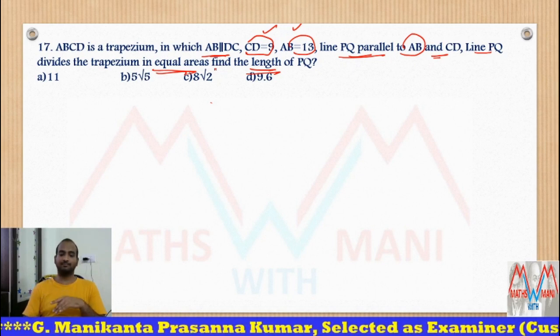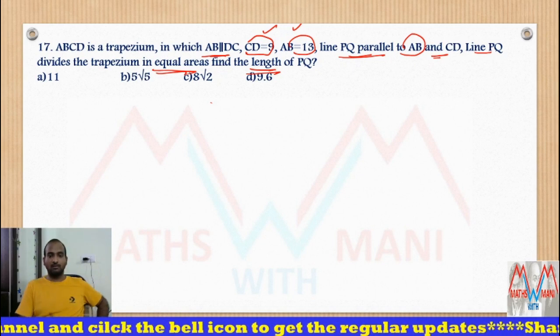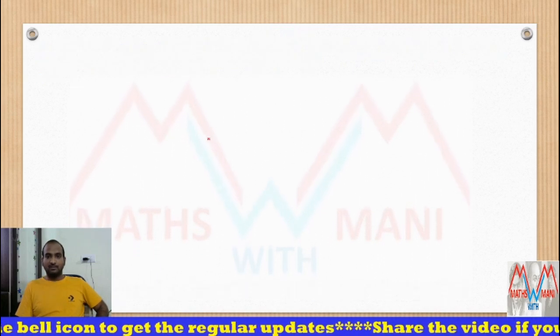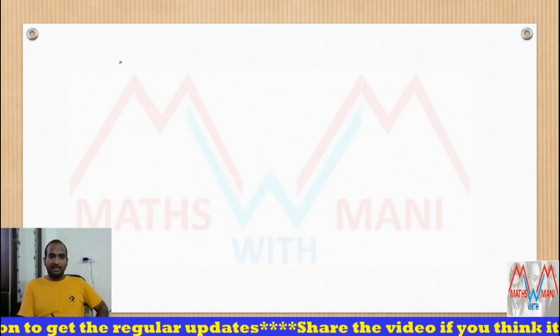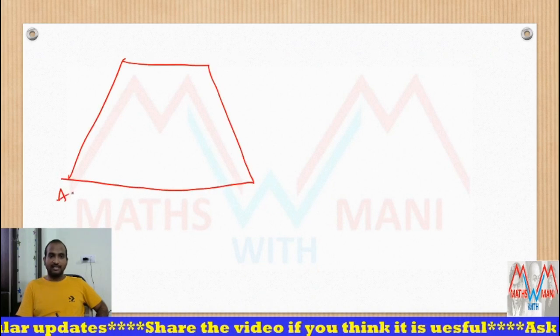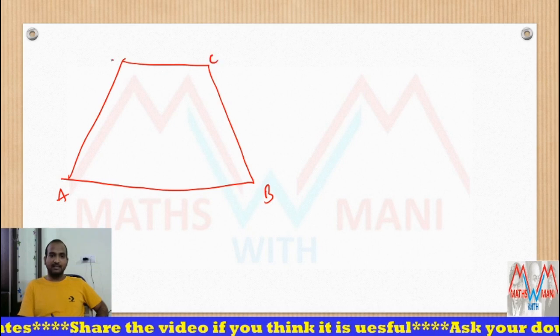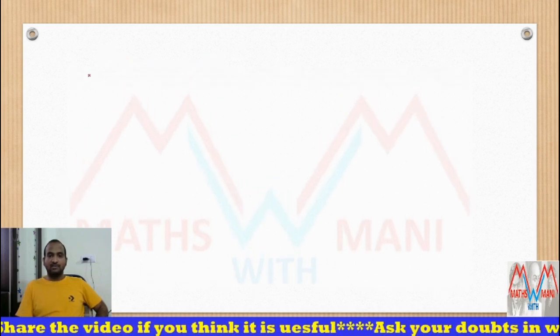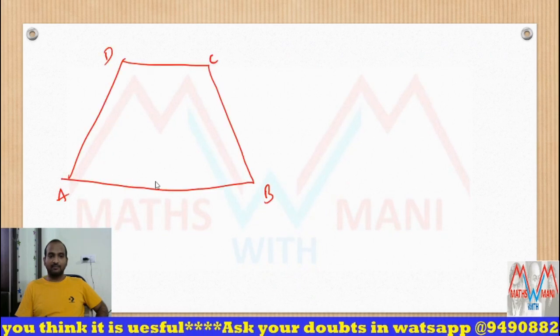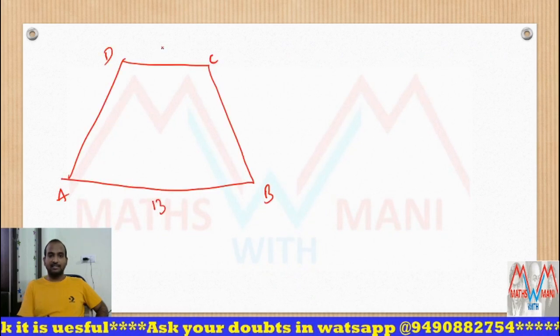Isara? How do you proceed? So first we have A, B, C, D. And what was given? AB is 13 and CD is 9.